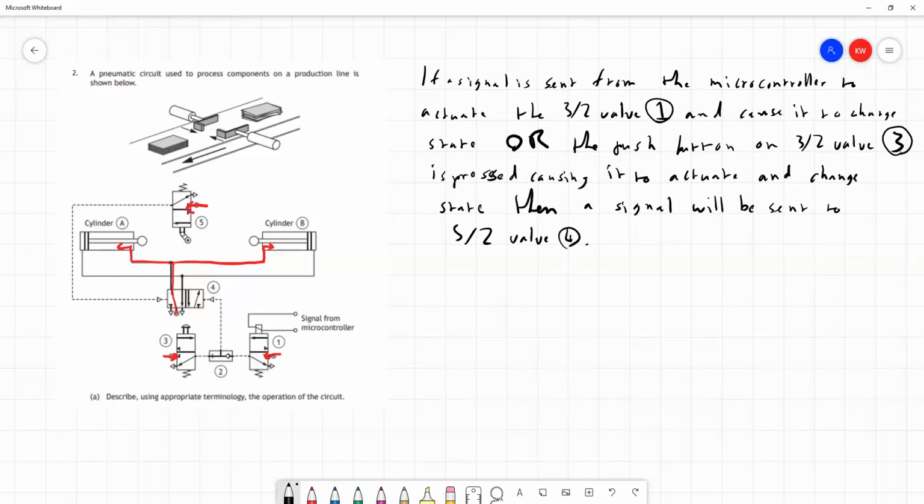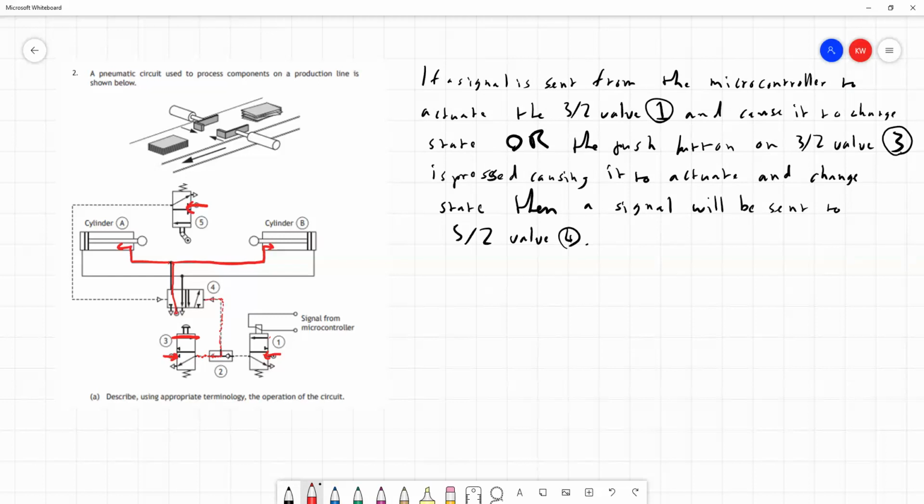So if we have the microcontroller signal being sent, valve 1 will change state, allowing air to flow through. And if it does, then the air signal coming here through shuttle valve 2, the ball will slide across and air will be supplied to valve 4. Or, if that doesn't happen, instead, if we press the push button on valve 3, air will flow through it, send a signal going through valve 2 and going up to valve 4.